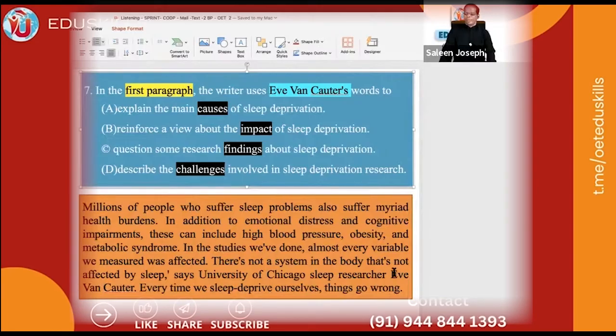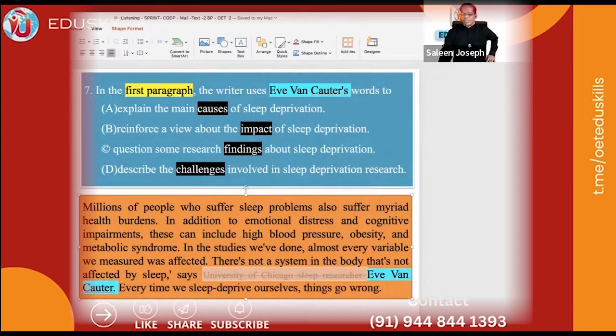Now there is a name here, right? Yes, there is a name, so the answer should be there, right? And there is not a system in the body that's not affected by sleep, says University of Chicago sleep researcher, is not required. Right. And compliments. Okay. So every time there is not a system in the body that's not affected by sleep. Who said?